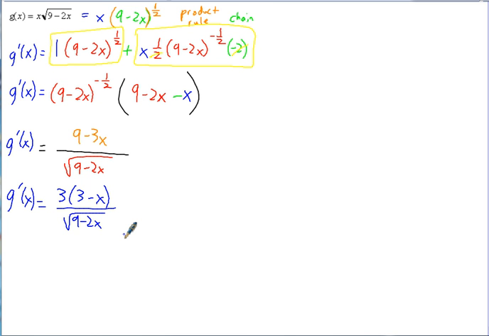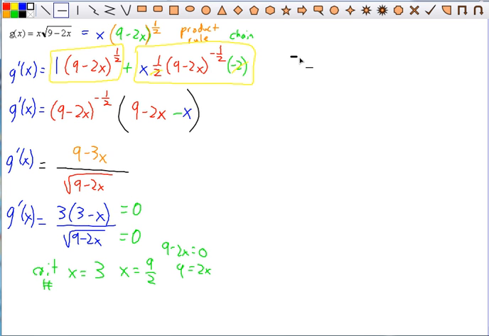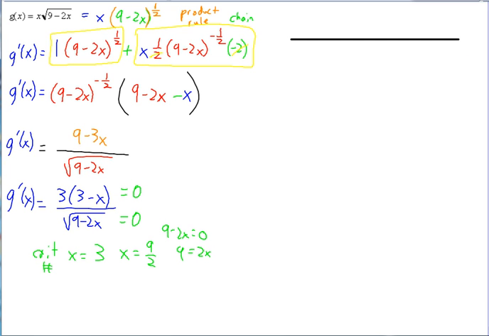And now as a single fraction, you can find the critical numbers by setting the numerator and denominator equal to 0. So for the numerator, we get a critical number of x equals 3. And for the denominator, we set 9 minus 2x equals 0. We add the 2x and divide by 2, so you get x equals 9/2. So those are our two critical numbers. Let's put them on the number line. 9/2 is the same as 4.5, so 3 comes first, then 9/2.